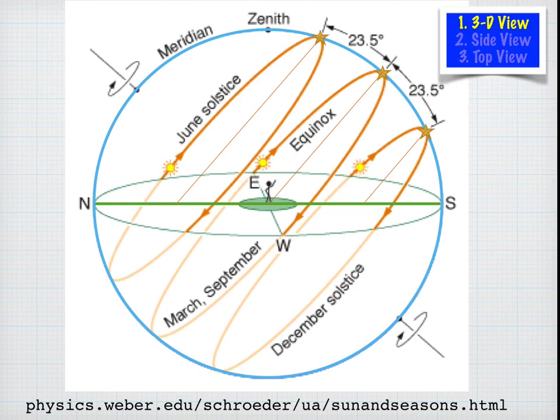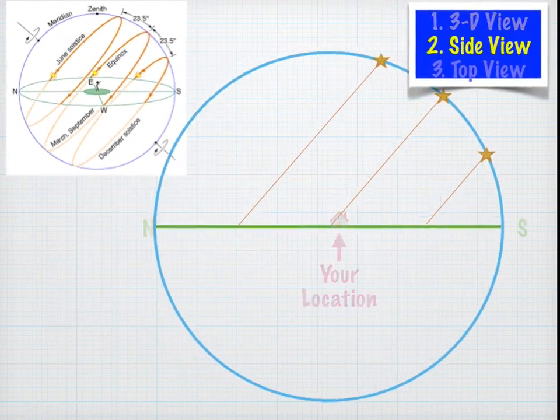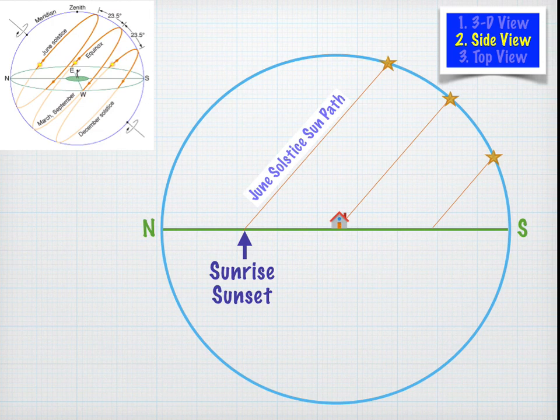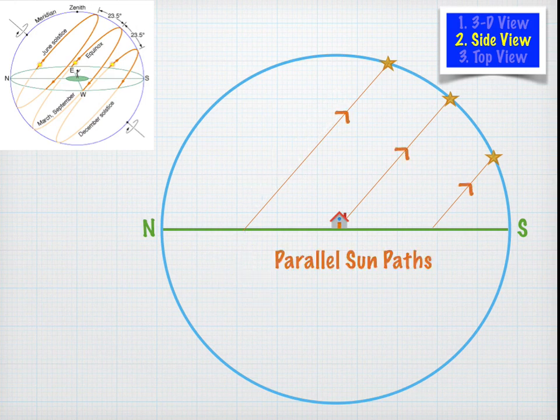So again, here is the 3D view, and what we're going to do is transition to a side view. So here's the side view, and those are the sun paths. We've got our location in the middle, north on the left, south on the right. And we're interested in that uppermost sun path. We're going to be interested in that point right there, sunrise, sunset. That is the June solstice sun path. That's the thing we're going to be interested in.